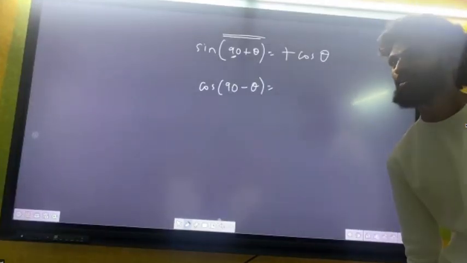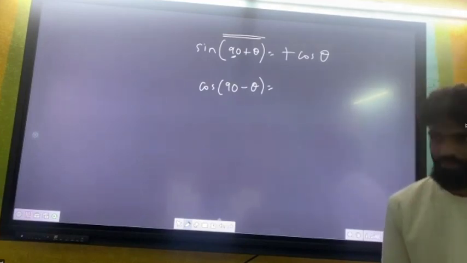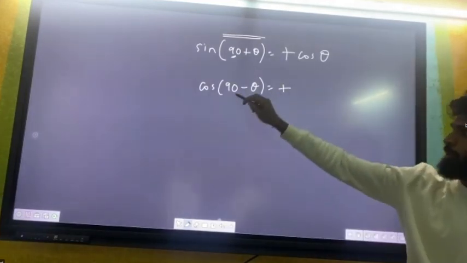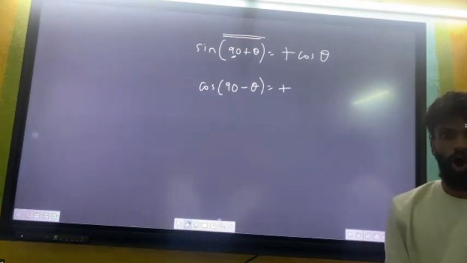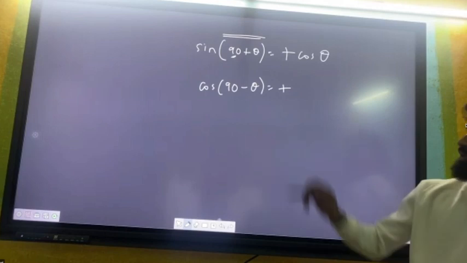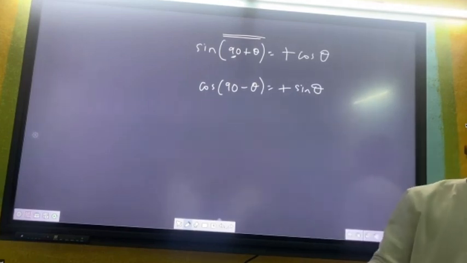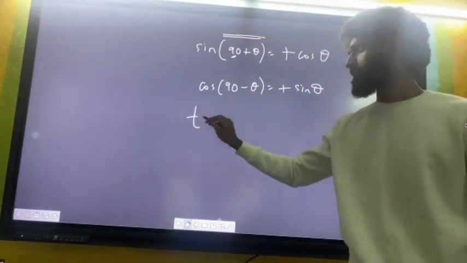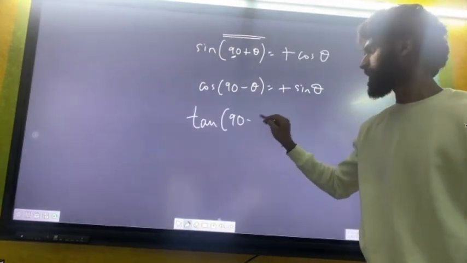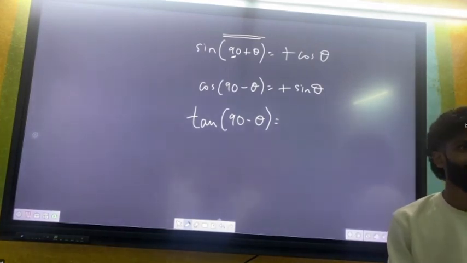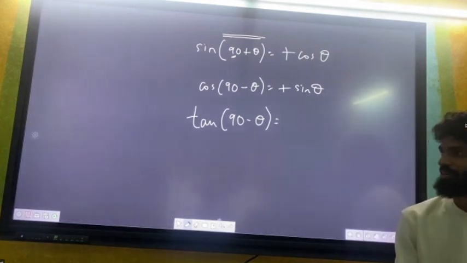And of course, for it, everything is positive. So you put a plus. Then go back into the bracket. 9 is odd or even? Odd. In odd, ratio changes. Cos becomes sine. Tan 90 minus theta. Final answer, plus cot theta.